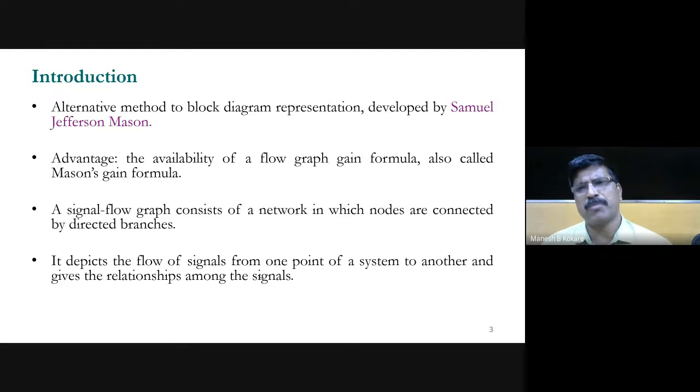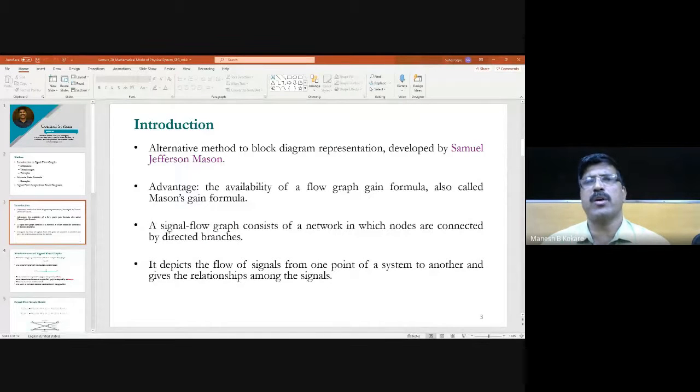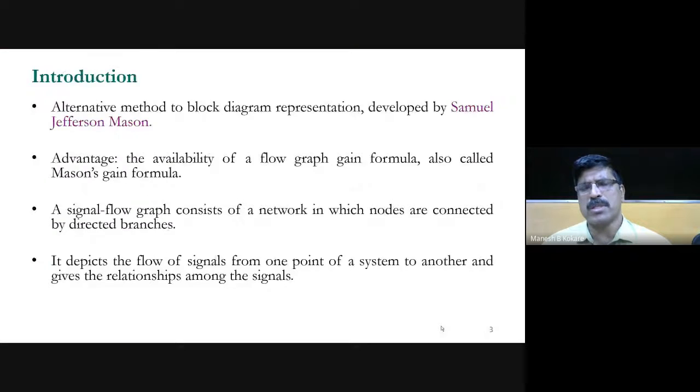So the advantage is the availability of the signal flow graph gain formula, also called Mason's gain formula. By using it, you can directly calculate the transfer function of any complicated system, and it is less time consuming. Now, when we say it is a graph, what does a graph consist of? A graph consists of nodes and edges. By using edges and nodes, we can develop the graph, and by using this graph, we can find the overall transfer function.